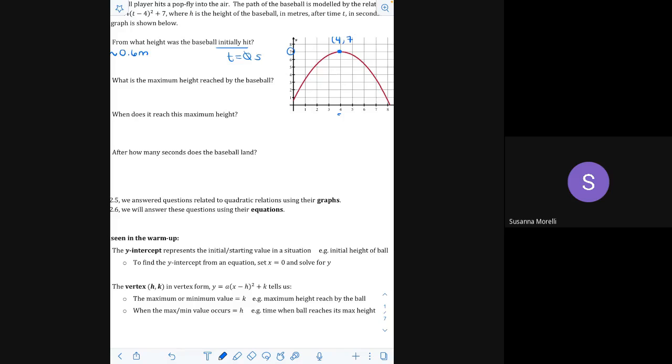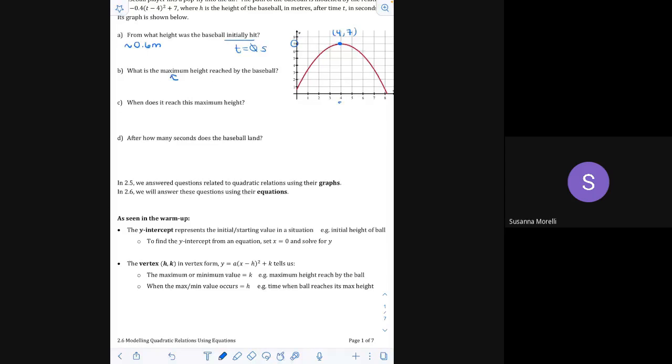Maximum height, again, is the optimal value. Okay, so they only care about the height. So that would be y is equal to 7 meters.